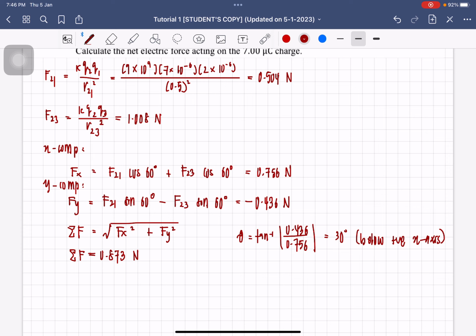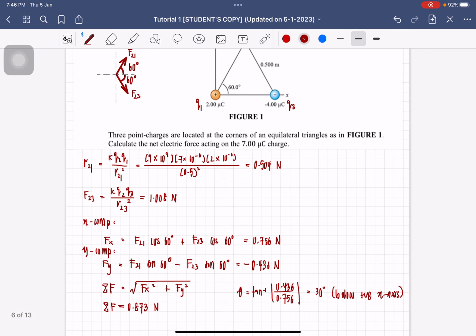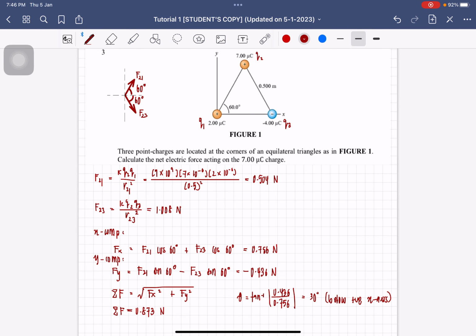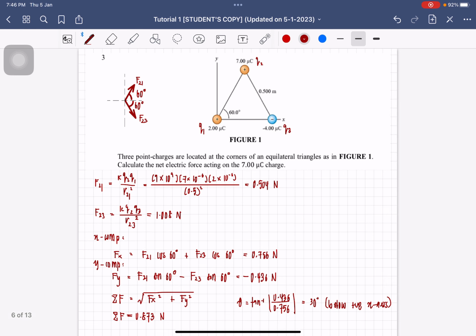x-axis. Okay, all right, so that is question number 3, and hopefully the last question for electric force. Yeah, so this is question number 3.